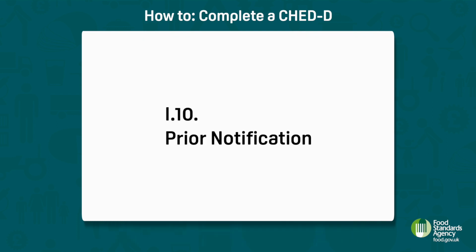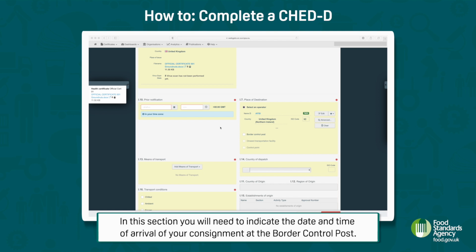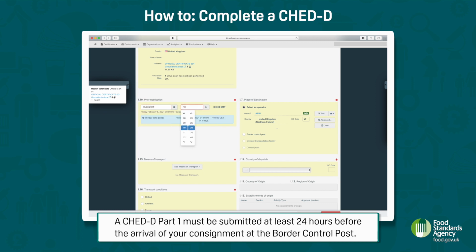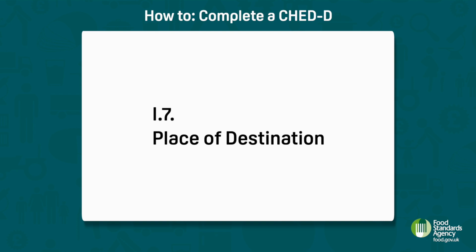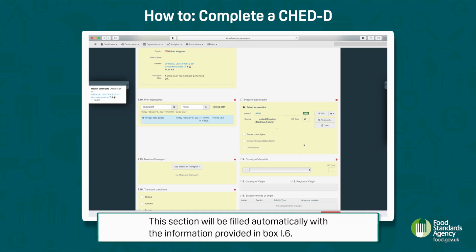I-10. Prior notification. In this section, you will need to indicate the date and time of arrival of your consignment at the border control post. A CHED Part 1 must be submitted at least 24 hours before the arrival of your consignment at the border control post. I-7. Place of destination. This section will be filled automatically with the information provided in box I-6.